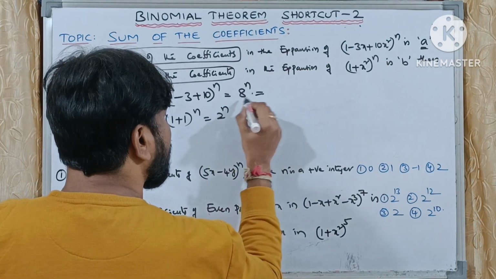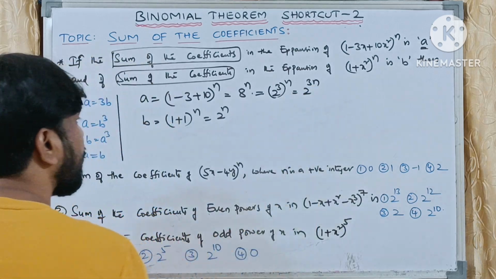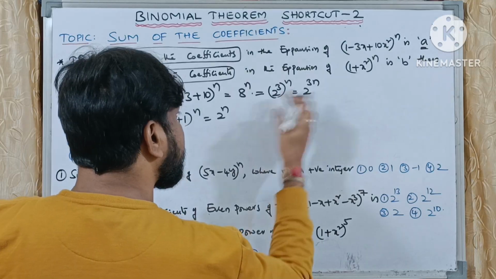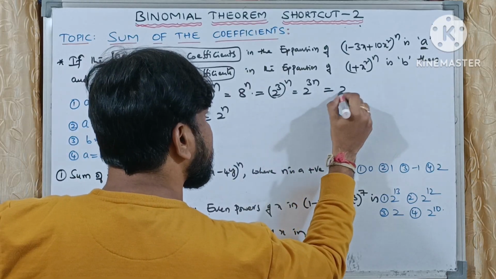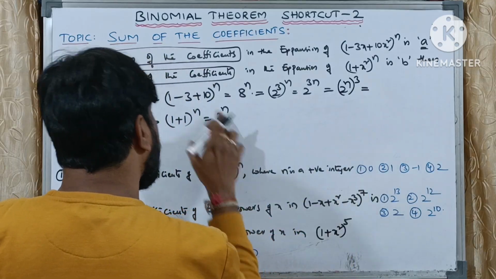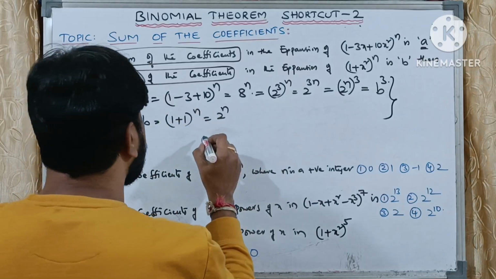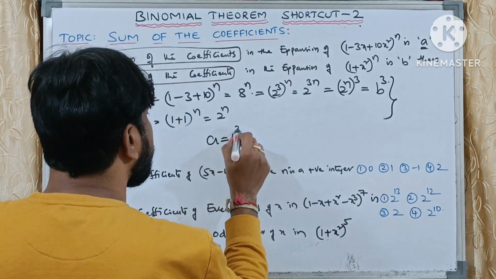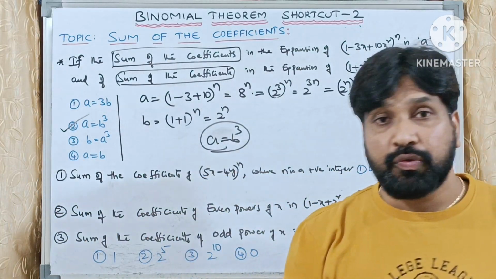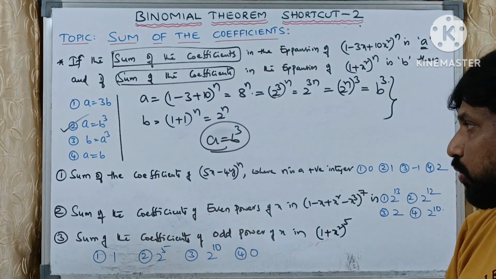Then 8 power n can be written as 2 cube whole power n, and hence 2 power 3n. Now this is a, this is b. A is equal to 2 power 3n, b is equal to 2 power n. So from these two, what we can observe is that this can be written as 2 power n whole cube, and this 2 power n can be replaced with b. We can write b cube. The relation between a and b is a equals b cube. So which option is correct, friends? Option 2 is the correct answer. So you need to focus on this kind of combined question they will ask. That kind of question is most important.